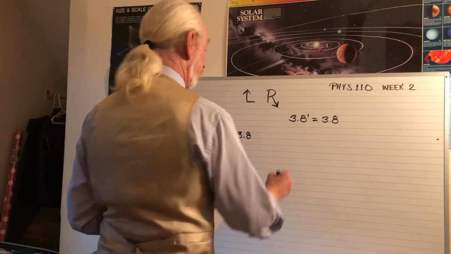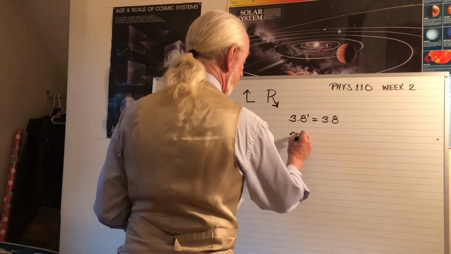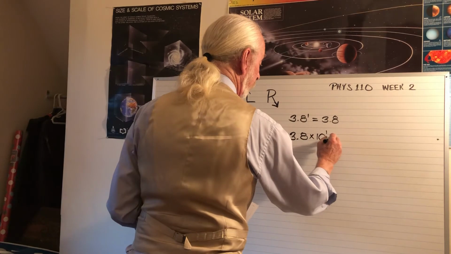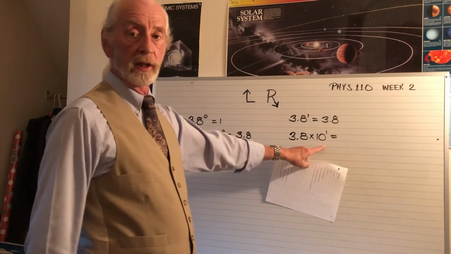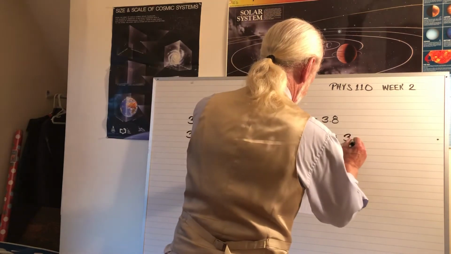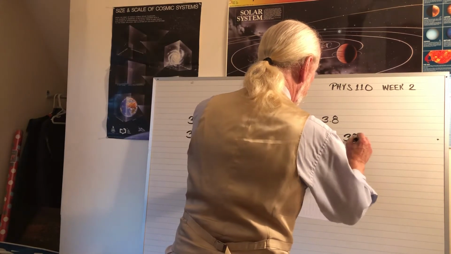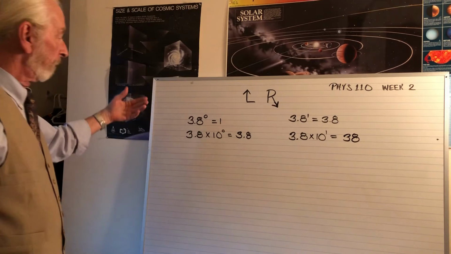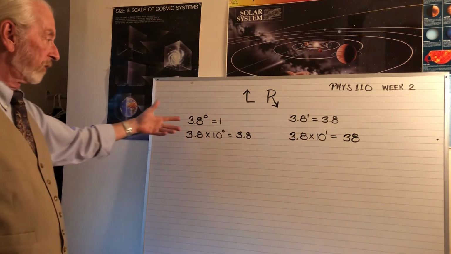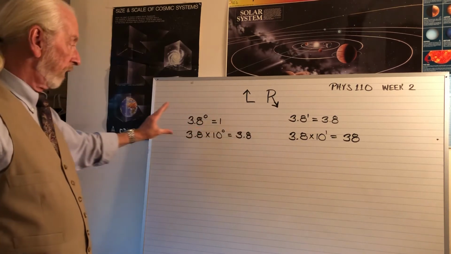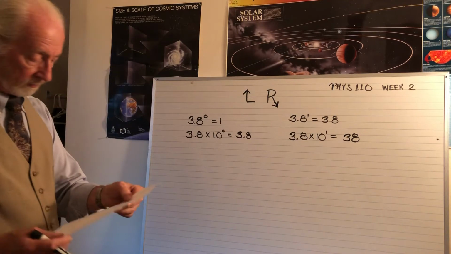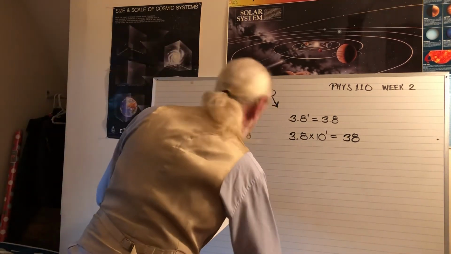3.8 times 10 to the first. Well, 10 to the first is 10, yeah? So 3.8 times 10, 38. So these first 4 examples I put in here just so you can see they look similar, but there are some easy places to get a little confused here. That's why these 4 are here. So continuing on.